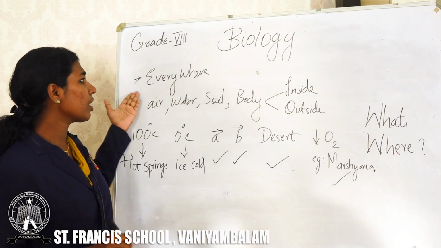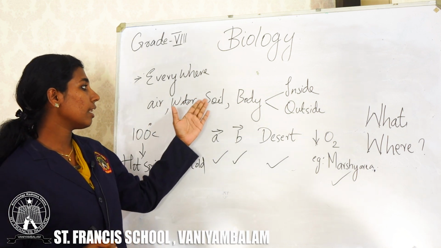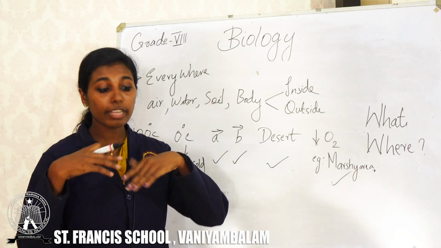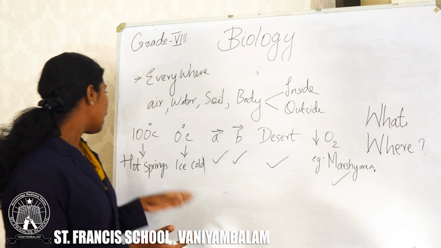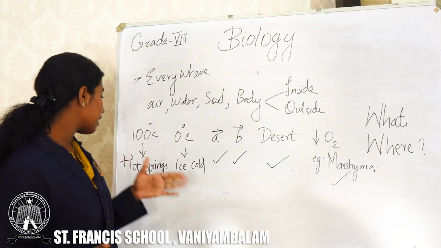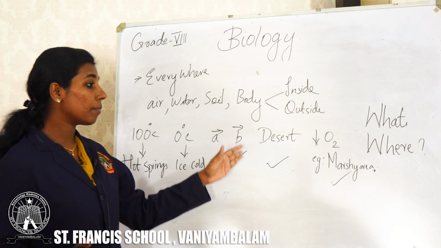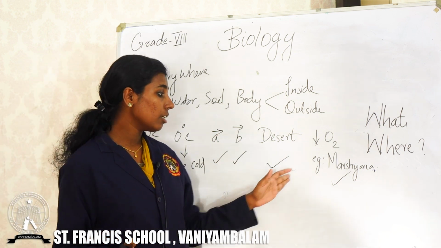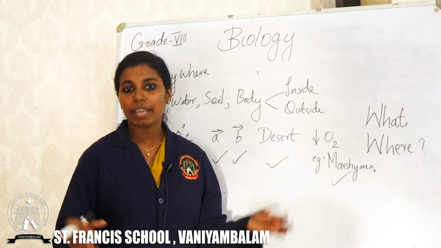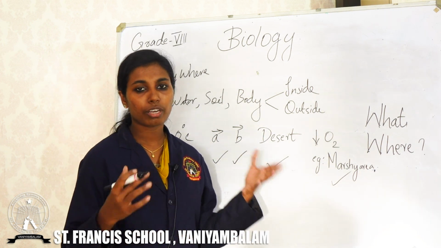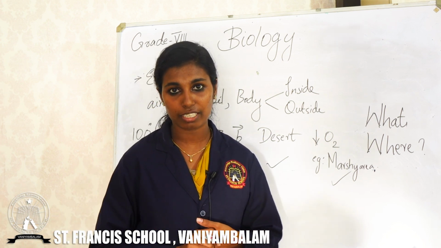We can see microorganisms everywhere, in the air, in the water, soil, inside our body and outside our body. On our skin also there are many microorganisms. And in extreme conditions like hot spring, ice cold area, acidic condition, basic condition, in desert, marshy areas, in everywhere we can see microorganisms. So, now we discussed what are microorganisms and where we can see microorganisms.